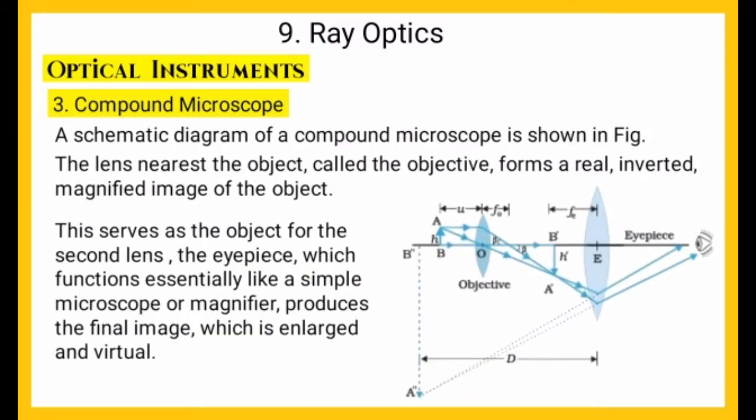A schematic diagram of a compound microscope is shown in the figure. The lens nearest the object, called the objective, forms a real, inverted, magnified image of the object. This serves as the object for the second lens, the eyepiece, which functions essentially like a simple microscope or magnifier, and produces the final image, which is enlarged and virtual, as you can see in this diagram.